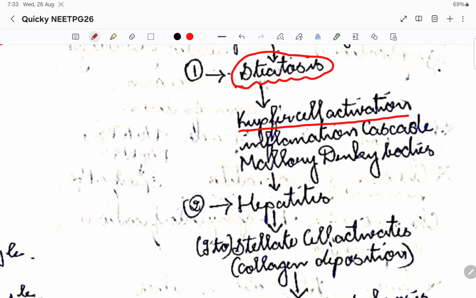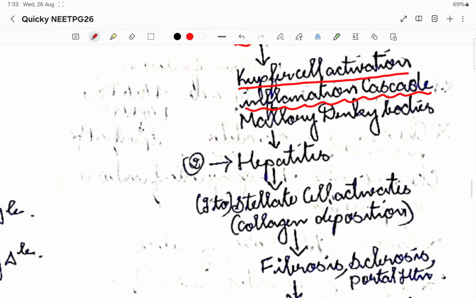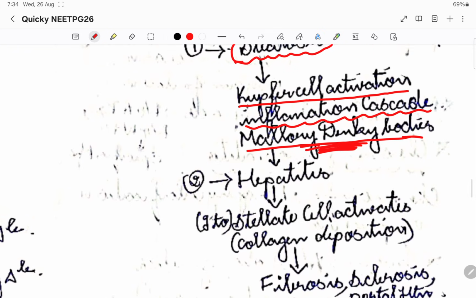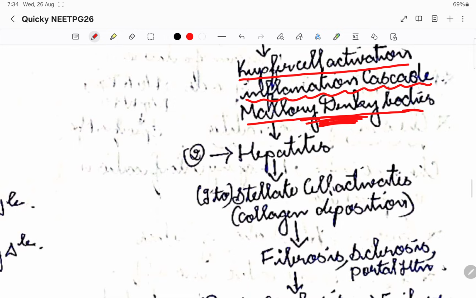So this gets activated and the inflammation cascade will start. All the inflammatory cytokines and interleukins will start releasing. This leads to Mallory-Denk bodies, which are very pathognomonic of the steatosis stage. Please remember this. When this inflammation is happening, after certain days it will lead to hepatitis. So this is the second stage of alcoholic liver disease.